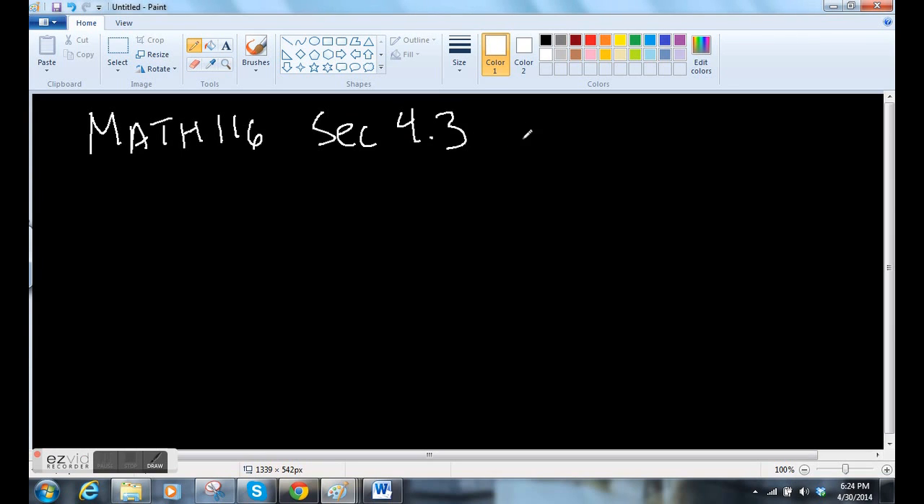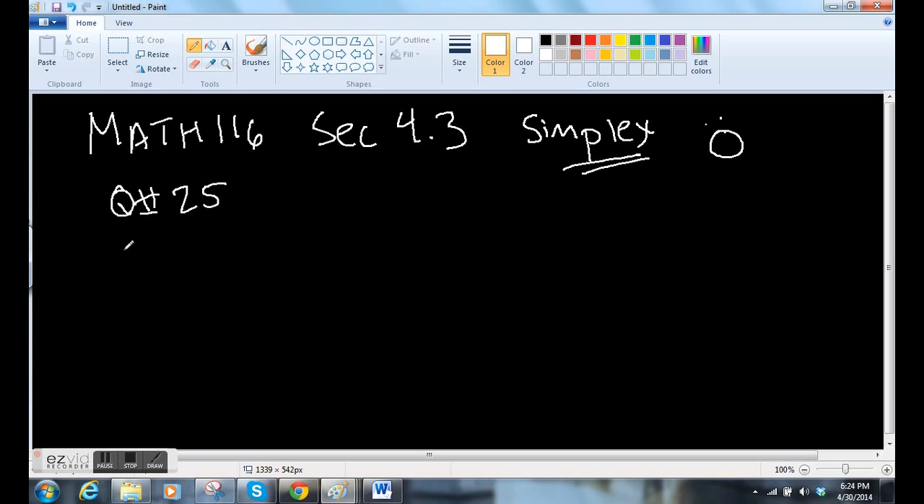Okay, guys, we're in Math 116, section 4.3. We're going to do a full simplex method problem. Prepare to be amazed. This is question number 25 on page 294. Sorry, I was looking it up.